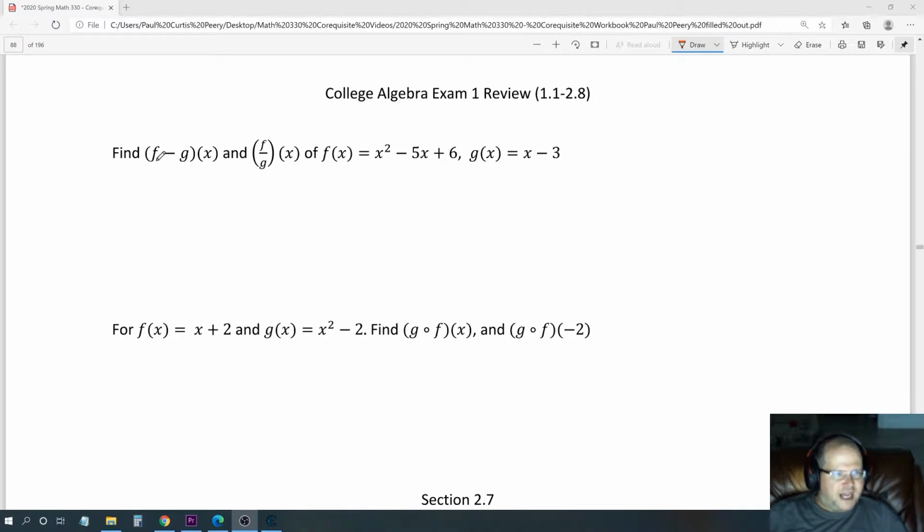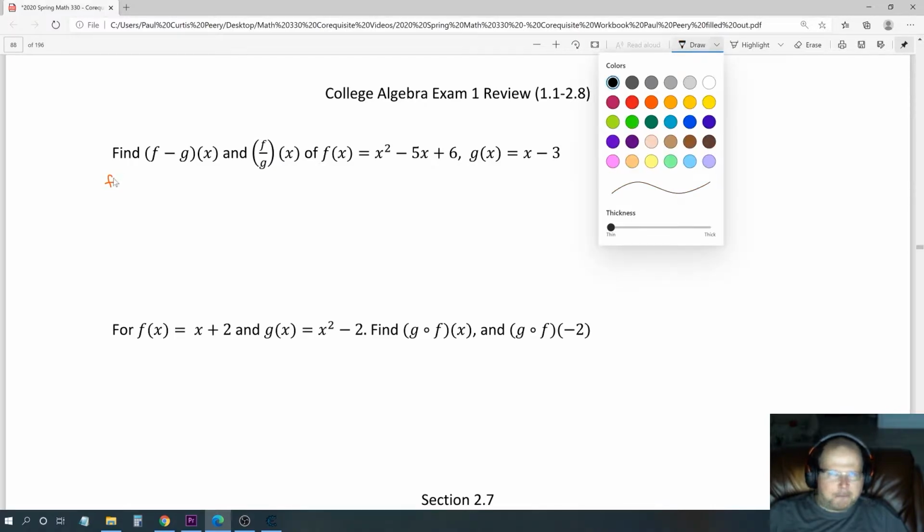Okay, so we're going to find f minus g of x and f divided by g of x, where f of x is equal to x squared minus 5x plus 6, and g of x is equal to x minus 3. Now, basically, we're just going to directly plug in this stuff. So I'm going to do a lot of substitution here just to illustrate what is happening. But you don't have to write all the steps I am.